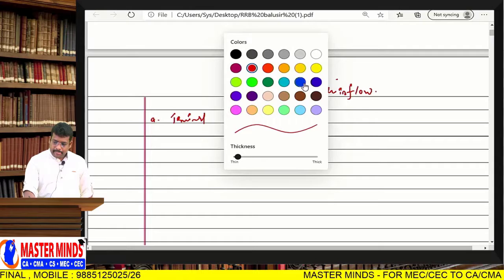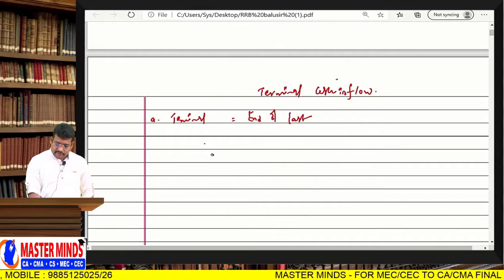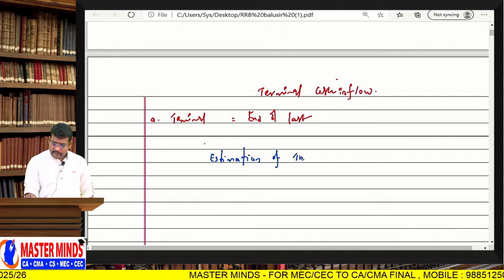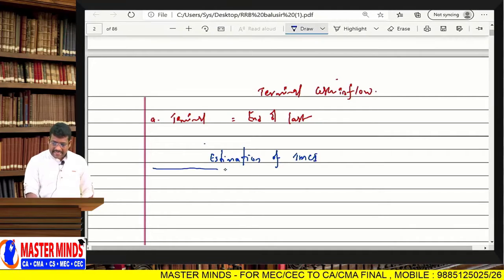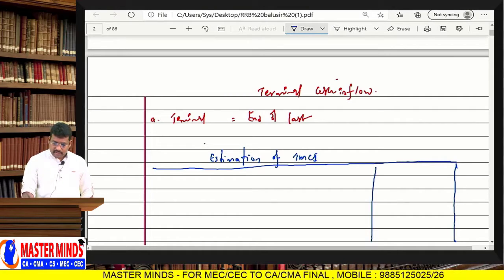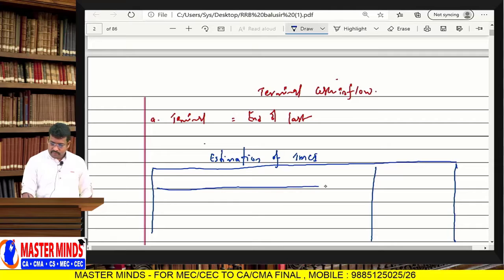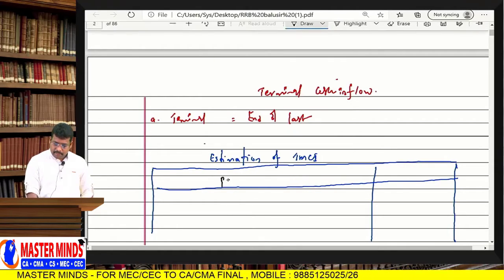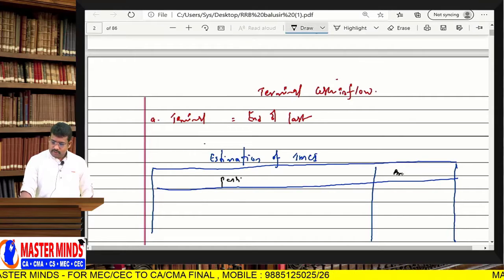I will show you here. See, estimation of terminal cash inflows. Actually, I made a PPT for that, I think it missed. Okay, terminal cash inflow. We can take a format like this: we take particulars and amount.